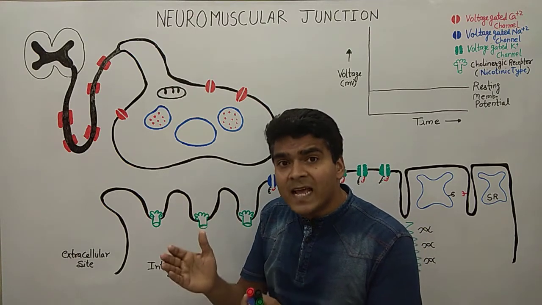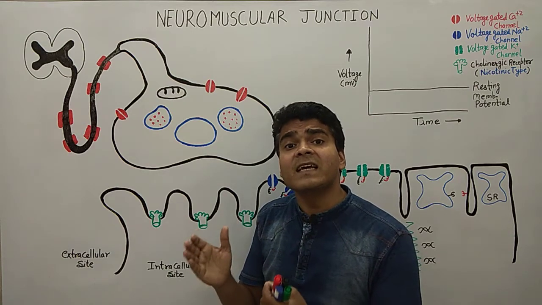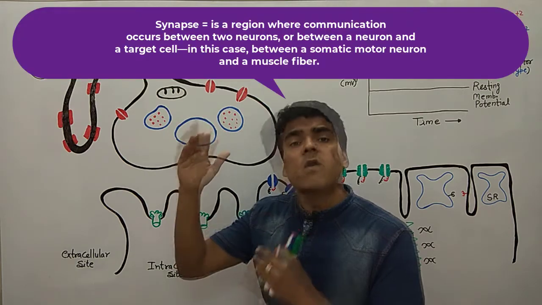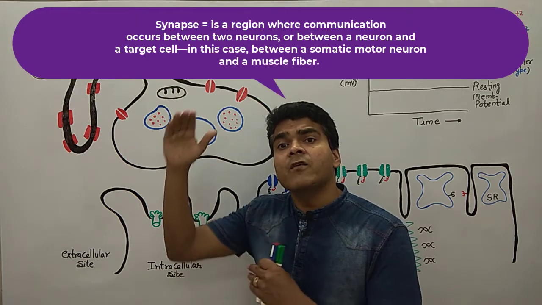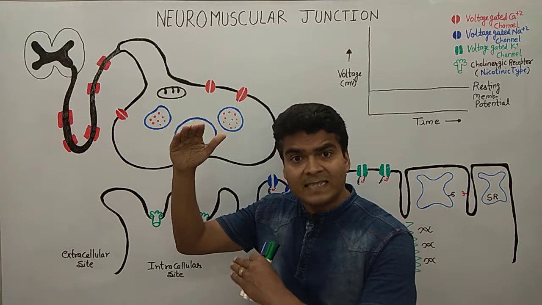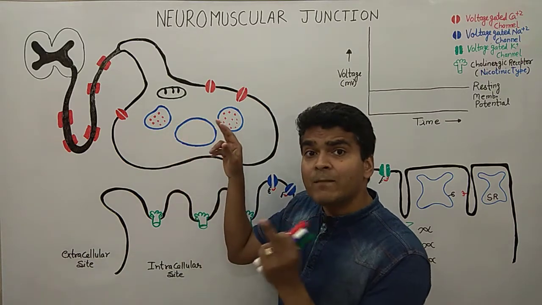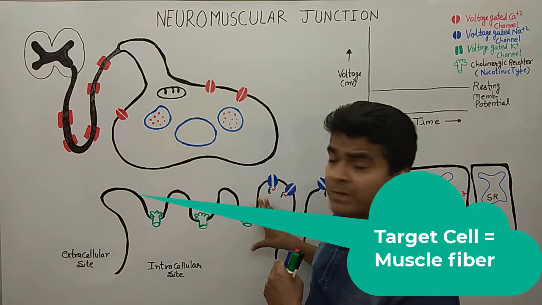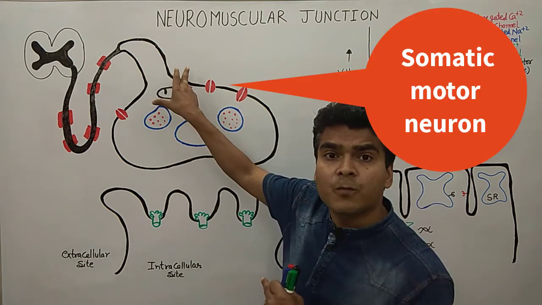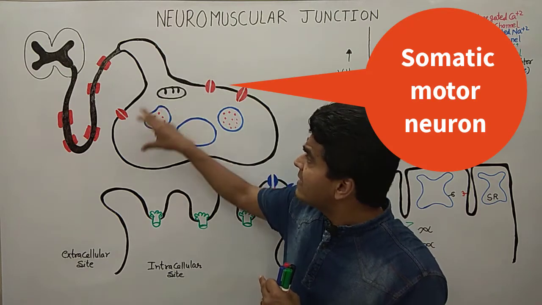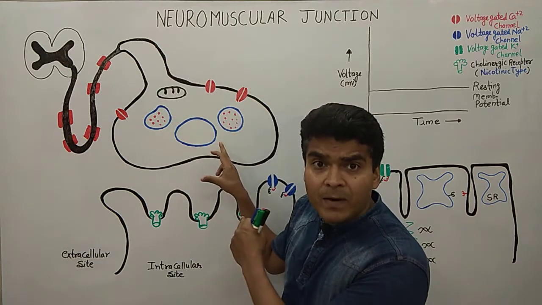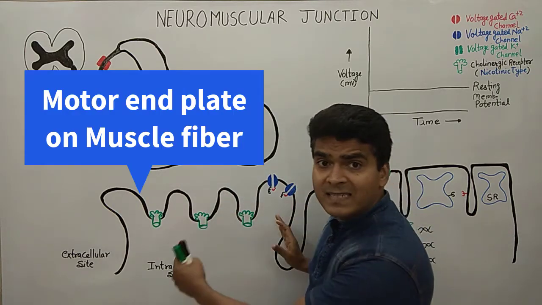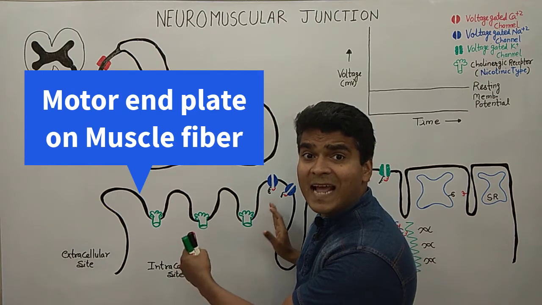What is a synapse? A synapse is generally a connection between one neuron and another neuron. This is one point. Or a synapse is a connection between one neuron and another target cell. This is our second point. This is the neuronal portion and this is our target cell. This is particularly a somatic motor neuron and this is a synaptic end bulb. And this is a muscle fiber, and particularly this area is known as the muscle end plate.